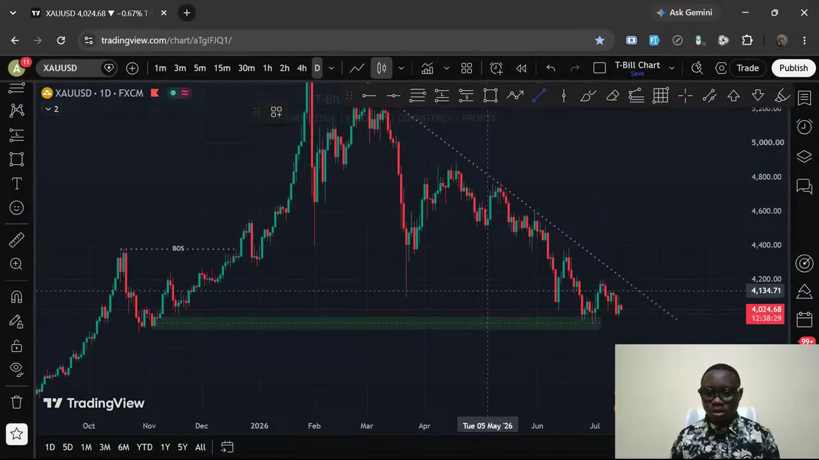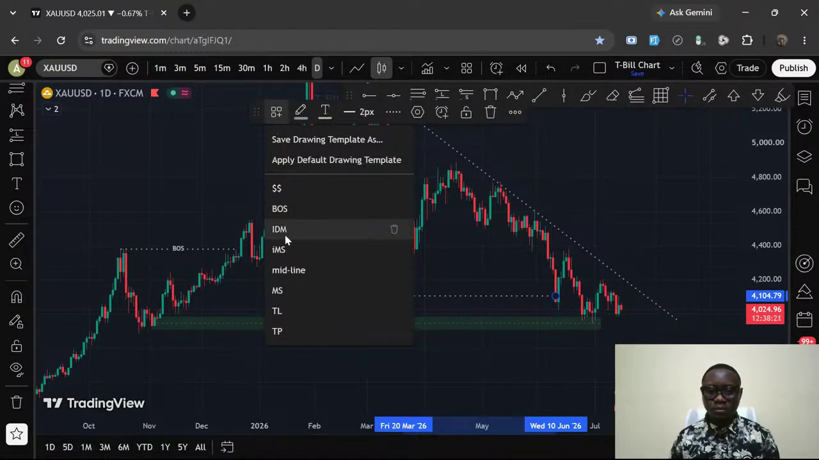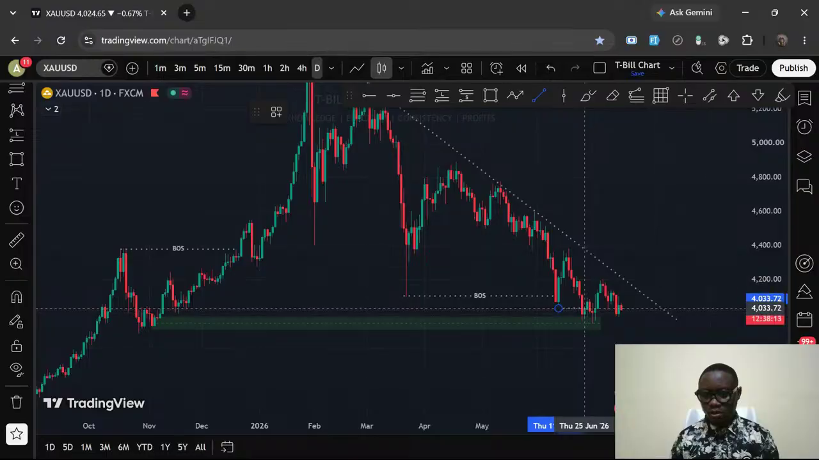So we got this break of structure to the downside right here. We have this POS, and got another break of structure right here to the downside.